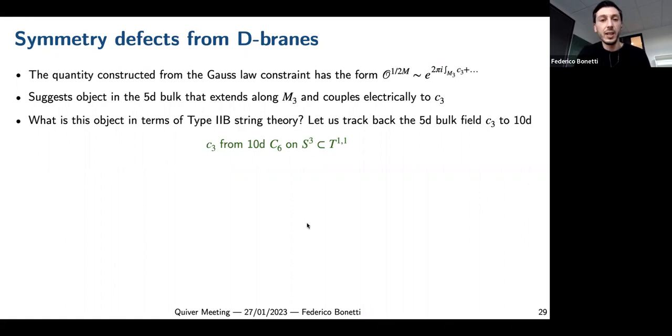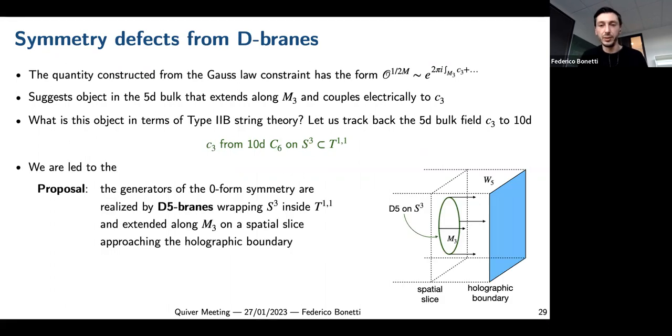And this gives us a natural proposal if we think in terms of D-branes. Namely, that we should consider a D5 that couples electrically to C6 and wrap it on the 3 sphere so that it has 3 directions outside. There's going to be the support of our symmetry defect. So in particular, it does not extend along the radial direction. Rather, it sits at some fixed value. And we're interested in the limit where this value is large, so we're going towards the holographic boundary.